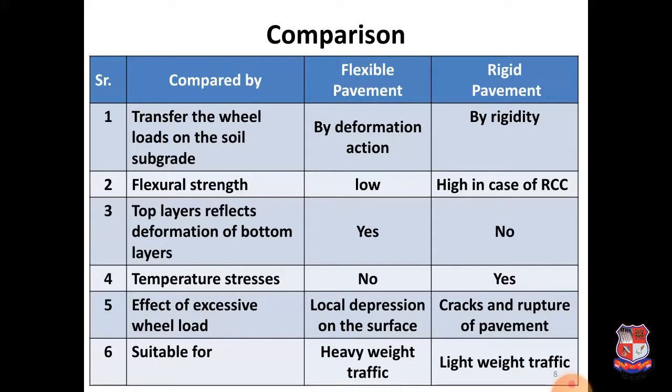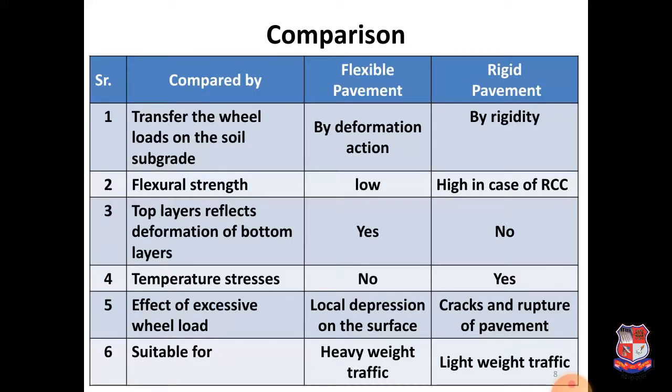Comparison point: effect of excessive wheel load. That means, what is the effect due to excessive wheel load? In flexible pavement, the effect of excessive wheel load is local depression on the surface. In rigid pavement, the effect of excessive wheel load is cracks and rupture of pavement. Rupture means disintegration or breaking.